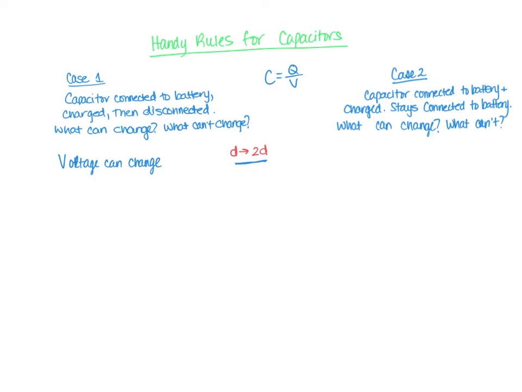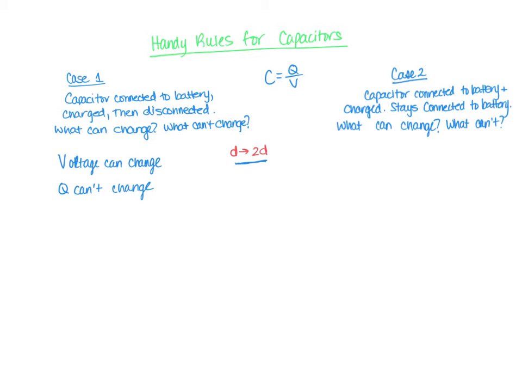On the other hand, the charge can't change. The reason for this is that when you disconnect the plates from the battery, the charge that is on the plates now has no path to leave. The charge can't just jump off the plates. That's not going to happen. It would need to leave through the wires, but the wires are gone, and that's why the charge remains constant.